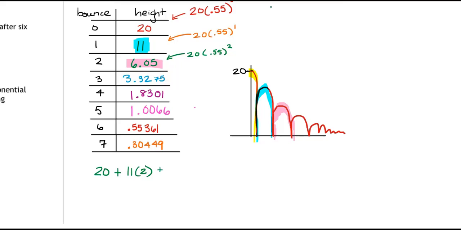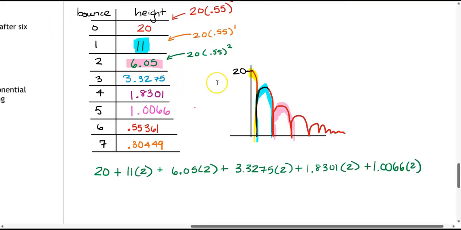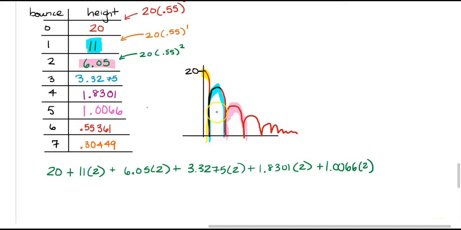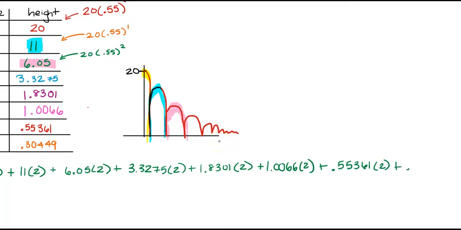And then I'm going to have that 6.05 times 2. And then the 3.32 times, or 3.3375, times 2 plus 1.8301 times 2 plus 1.0066 times 2 plus 0.55361 times 2 and then plus 0.30449.